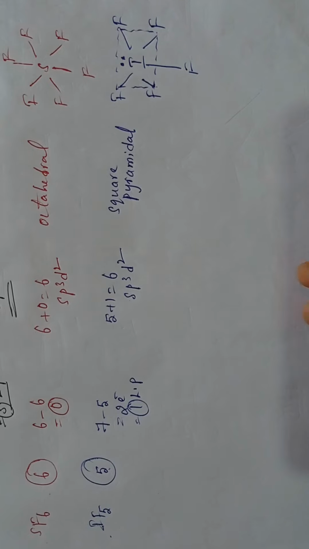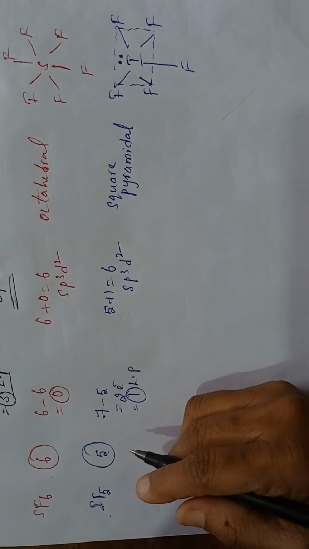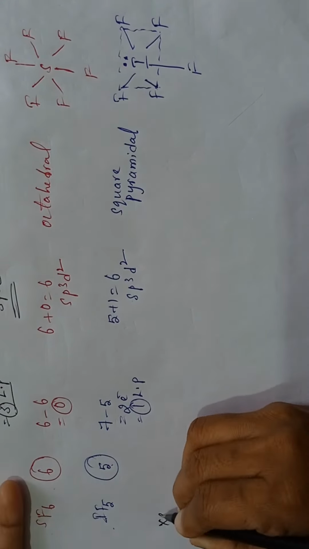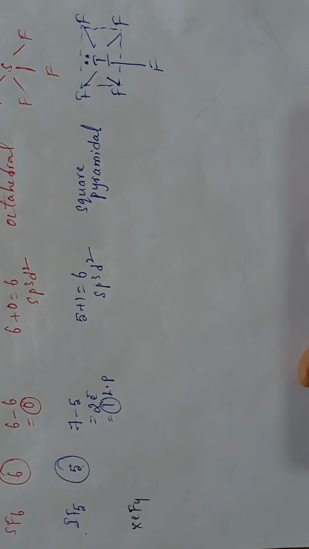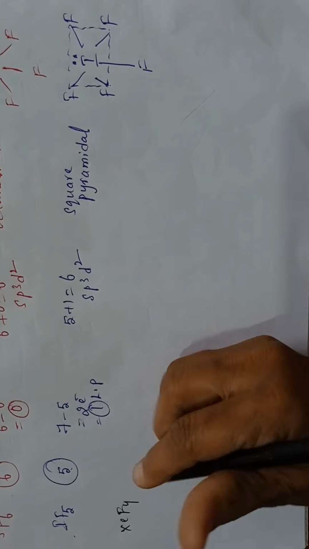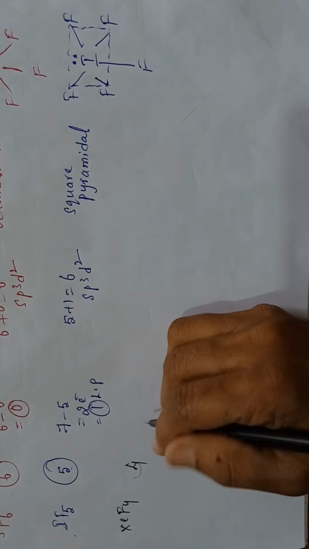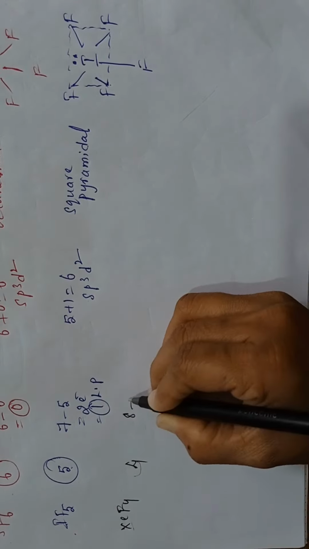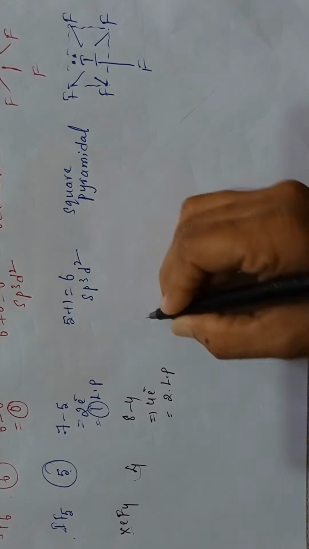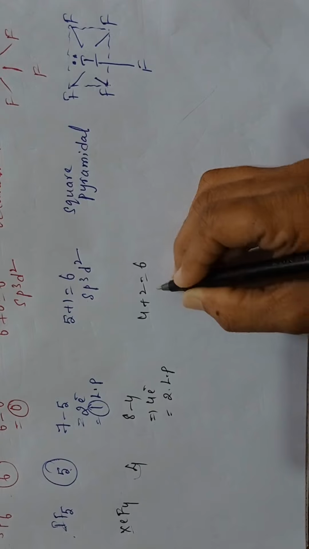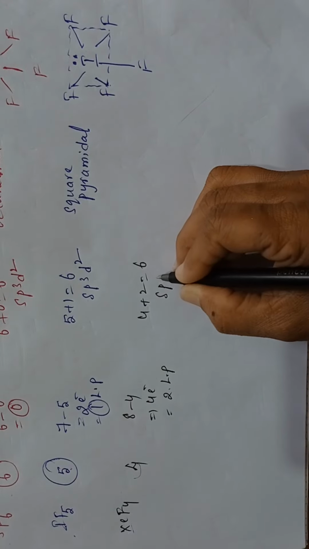Now next one, sp3d2 only. If suppose 2 lone pairs are there, sp3d2, then what is the example, students? Okay, now see here, XeF4 I am taking. How many fluorines attached here? 4. That's 4 bond pairs. How many lone pairs? Xenon is an 8th group element. 8 minus 4, 4 electrons means 2 lone pairs. Then 4 plus 2, how much? 6.